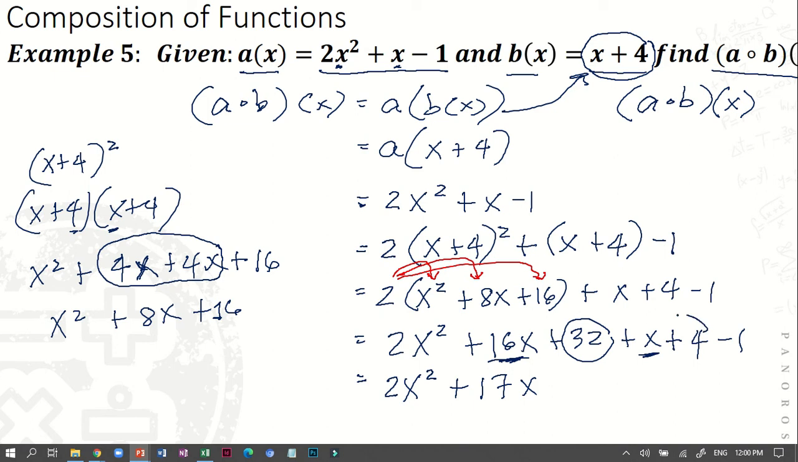Now, ito na tayo. 32 plus 4 minus 1. So 32 plus 4, 36 minus 1. So that is 35. So plus 35. So, ang final answer natin for problem number 5 is 2x squared plus 17x plus 35.